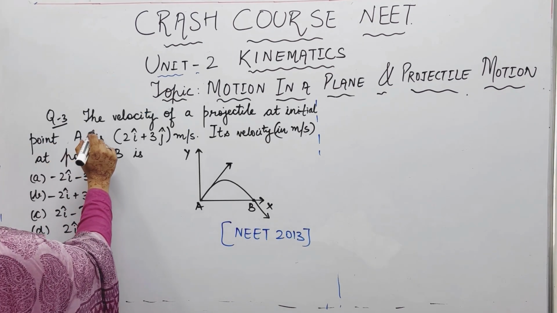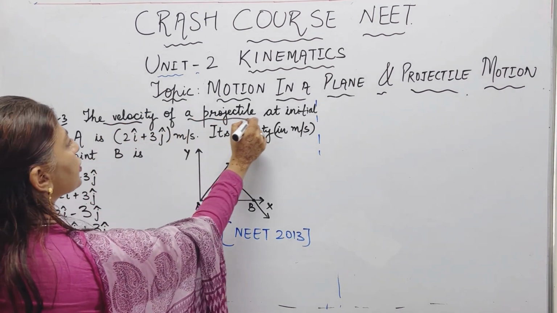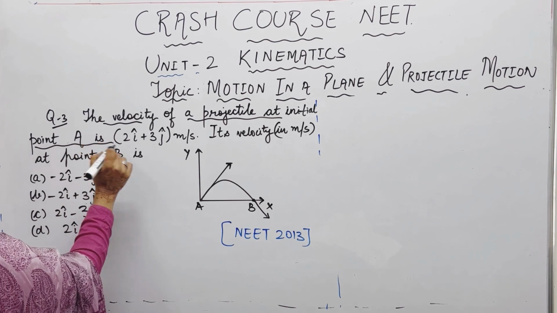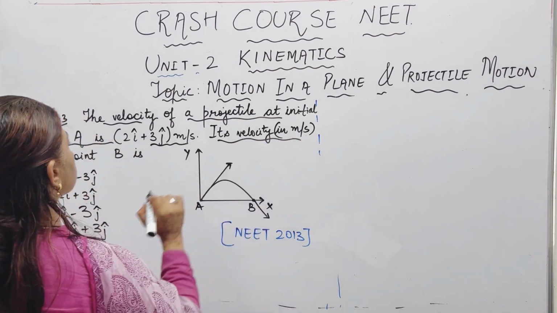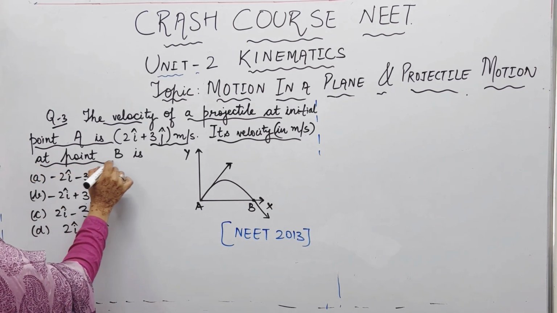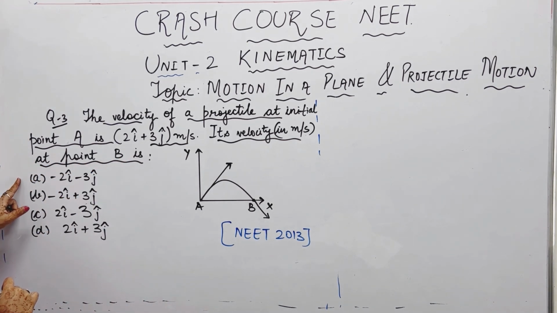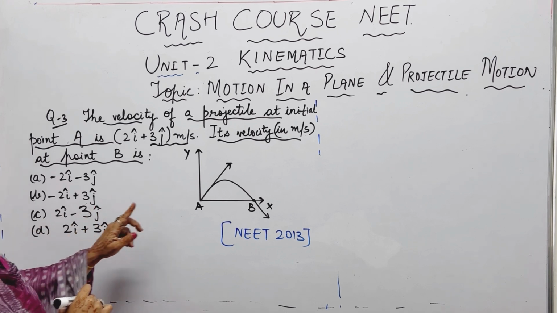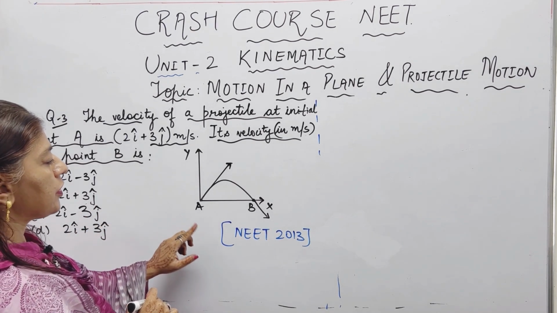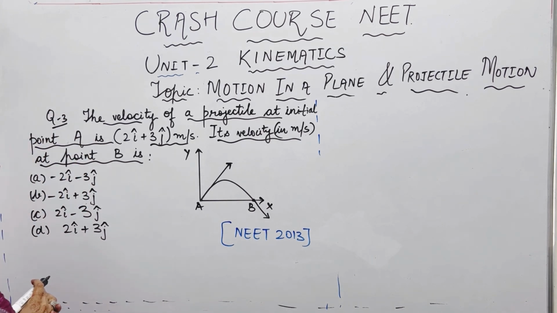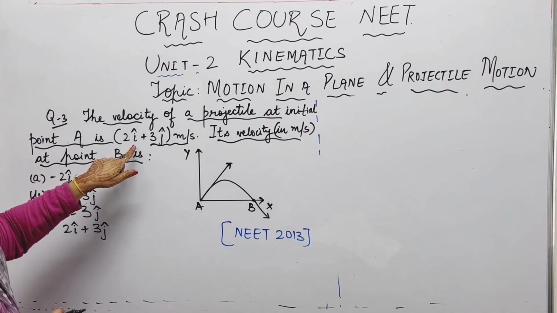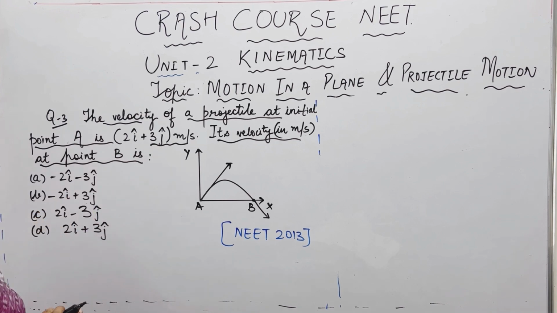In the third question, it has been asked: the velocity of a projectile at initial point A is 2 i cap plus 3 j cap meter per second. Its velocity in meter per second at point B is? So these are the options given to us, and this is the diagram. This question has been asked in NEET 2013. If we look at the diagram, this is a question about the projectile, and its components along x-axis and y-axis are being given.